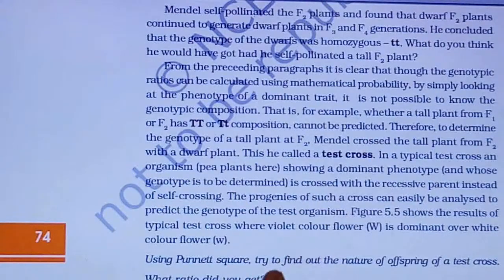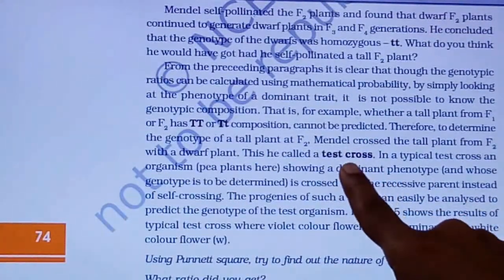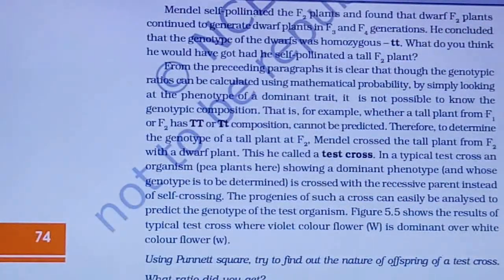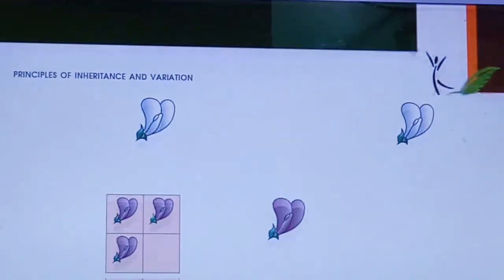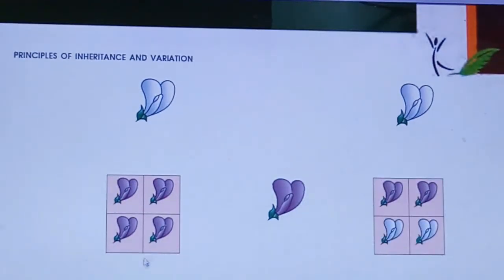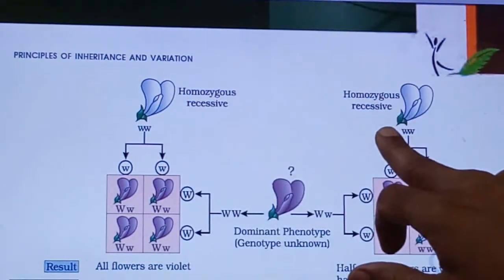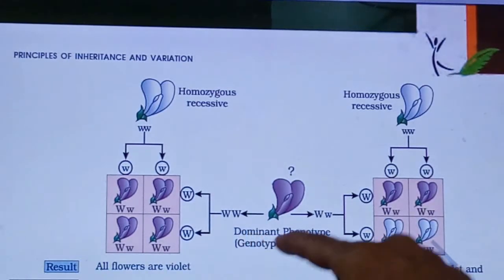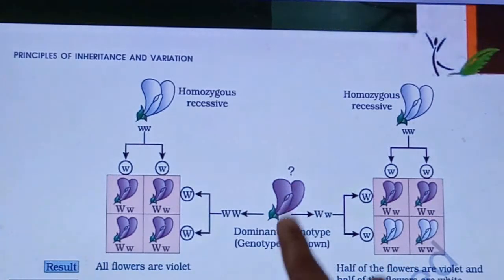Now, very important, test cross. What is meant by test cross? Based on this, a 2 marks question will be asked. So in this, a problem type question will be given, which you can see on the next page, that is page number 75. In that, see, homozygous recessive and heterozygous dominant phenotype is given. If you don't know the genotype of this organism, then how can you find out?